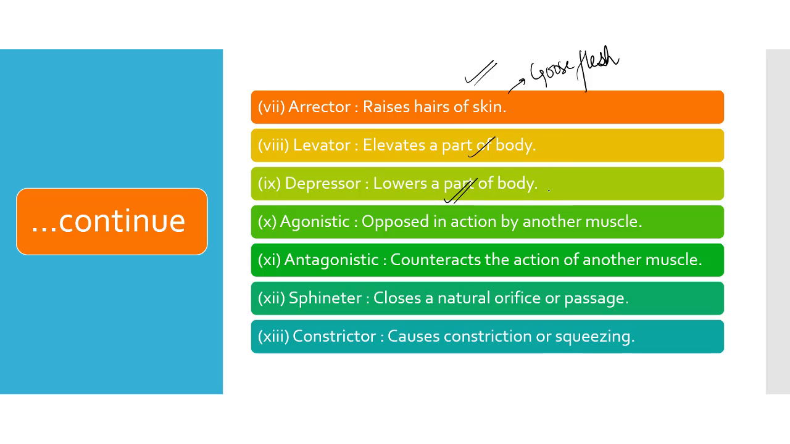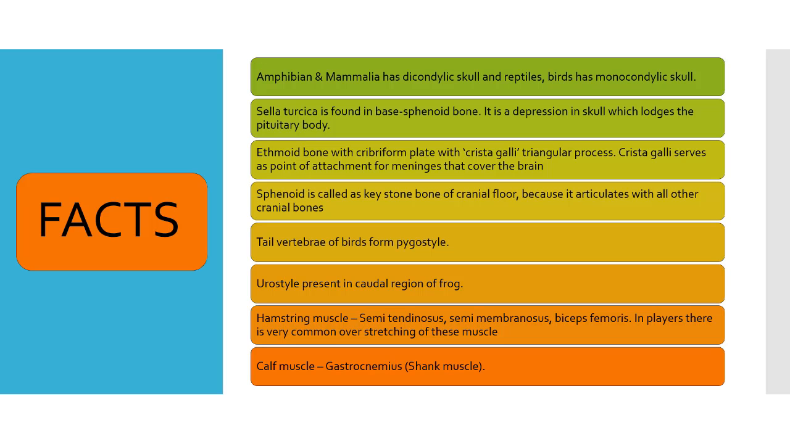Agonist, opposed in action by another muscle. Agonists are opposed by other muscles. Antagonist counteracts the action of each other. Sphincter closes the natural orifice or passage. Constrictor causes contraction or squeezing. Okay. So agonistic, opposed in action by any other muscle. An antagonist counteracts. We know that it counteracts the action of another muscle.